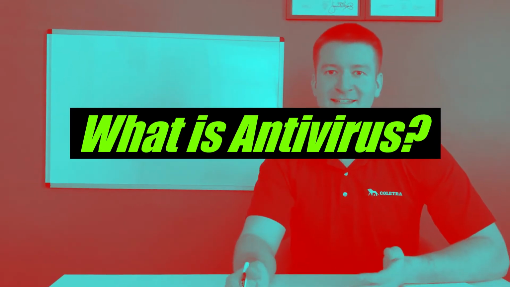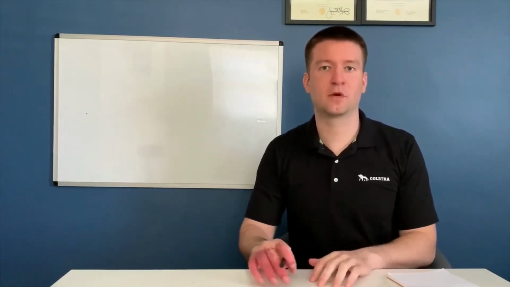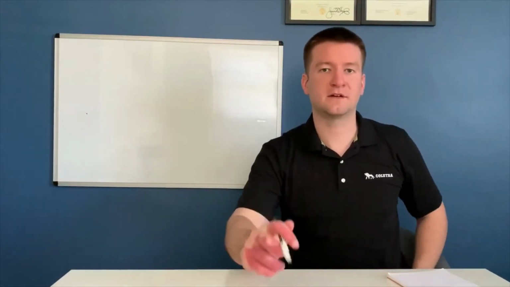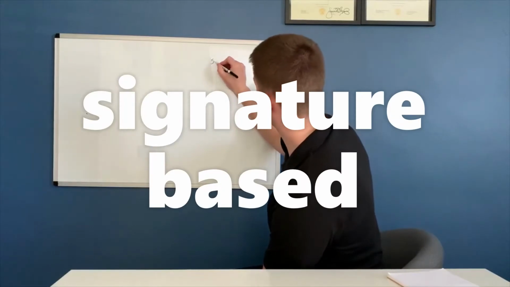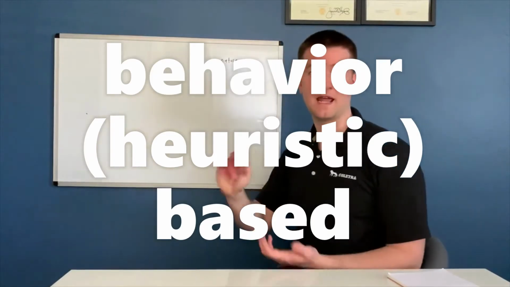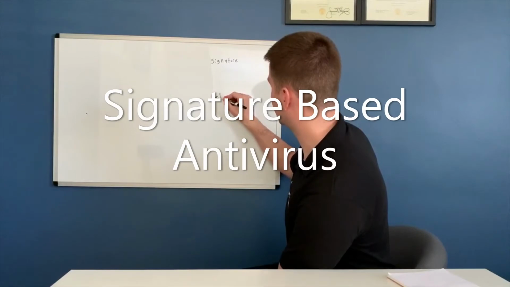So, what is antivirus? Today we're going to go through and explain how antivirus works and what the main pitfalls of antivirus are, and why it's not enough for your cybersecurity needs. Almost all antivirus programs, specifically the ones that are available commercially and privately, use two methods to detect malware or viruses. These methods are signature-based and behavior-based, or heuristic-based. We're going to talk about the signature-based one first.